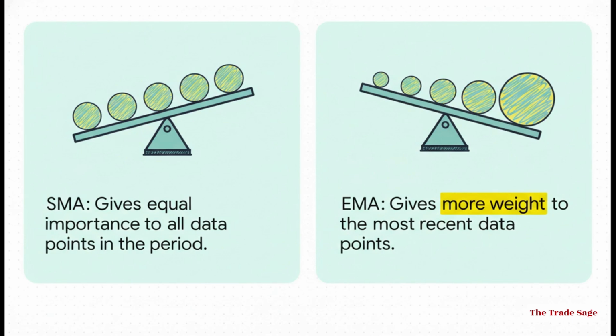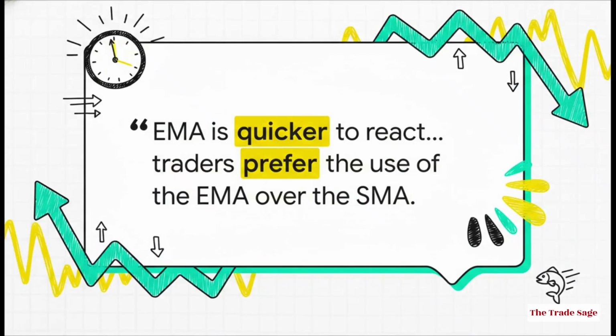The EMA has a totally different philosophy. It believes that what's happening right now is way more important than what happened last week. It gives more mathematical weight, more oomph to the most recent prices. And that difference is a huge deal. Because the EMA puts so much emphasis on recent data, it reacts much, much faster to sudden price changes. It's more responsive. And for that very reason, as the source material points out, most active traders prefer to use the EMA. It's just quicker on its feet.